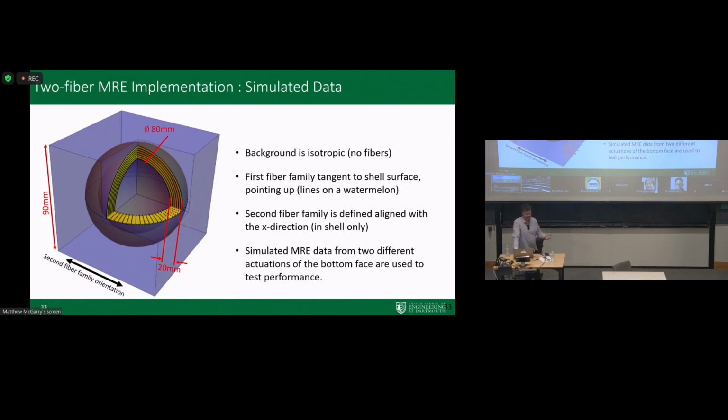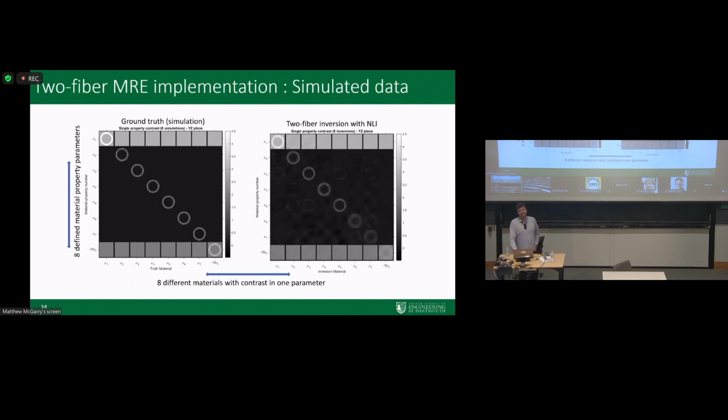Then we simulated vibration of this in 2 different orientations, just like we can with brain for AP and MR, or AP anterior, posterior, and left, right. And then we looked at, can we recover contrast in just one property? So these are reasonably busy plots, but each one of these is 8 different materials. The truth that we applied to it is 8 different materials with contrast in only 1 parameter. And then we've got 8 different parameters. So we've got the 7 moduli plus also 1 parameter describing damping. And then this is what we recovered.